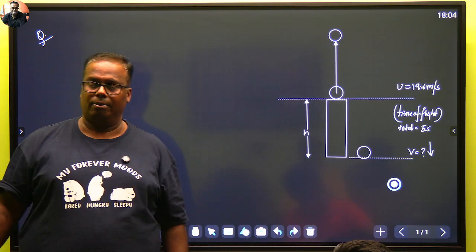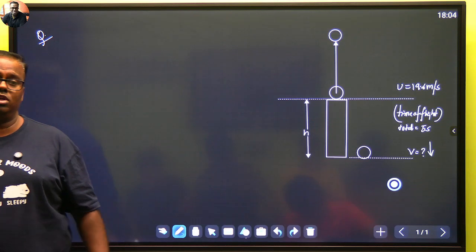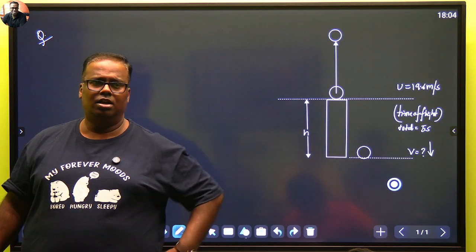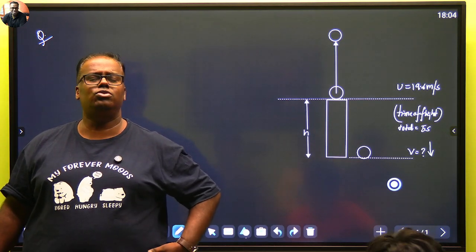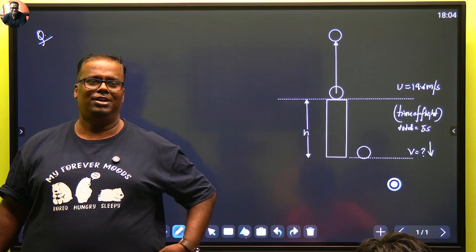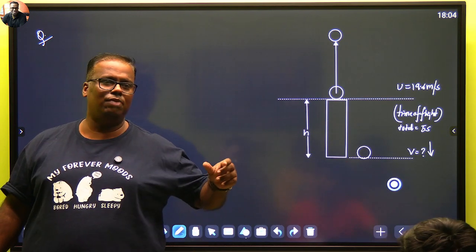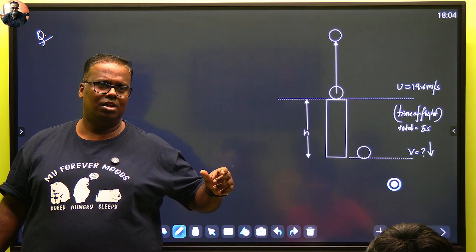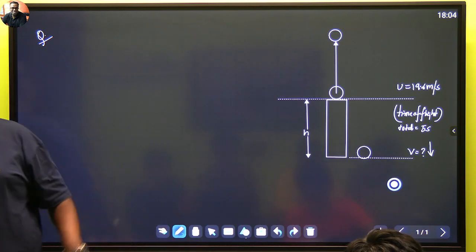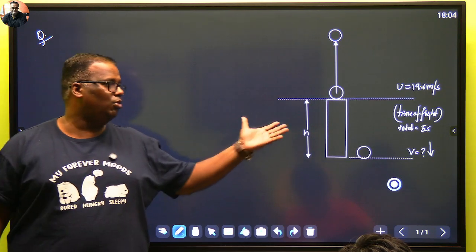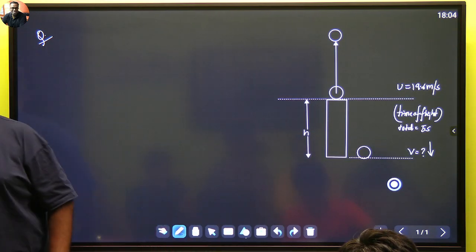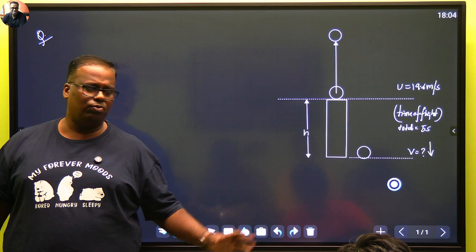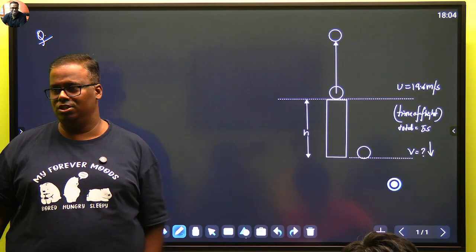How will we do this problem? Don't look at the solution. Now how to proceed for this problem, who will tell me? Don't try to fit formulas and all, how to proceed in this problem.